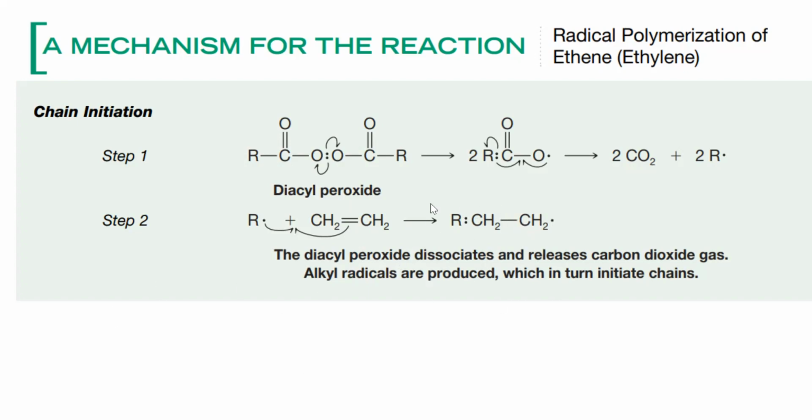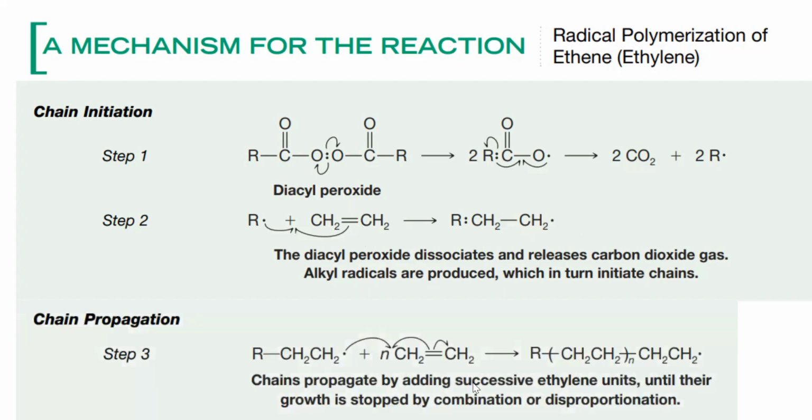So, chain propagation. Let's repeat this with another alkene. You again form a bond with this alkene by homolytic bond formation. You form a bond between this carbon using one electron from this pi bond. The carbon will get the one electron coming from the pi bond.